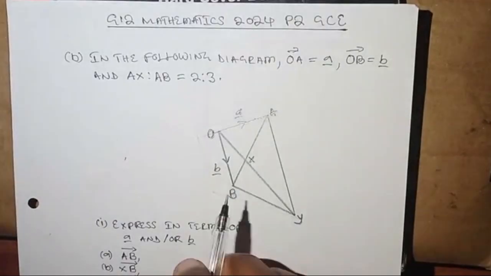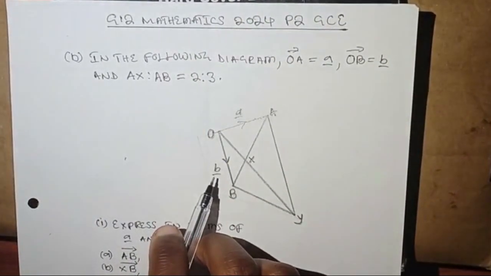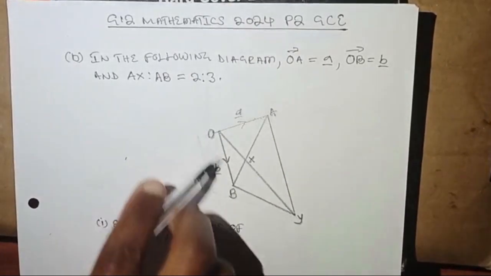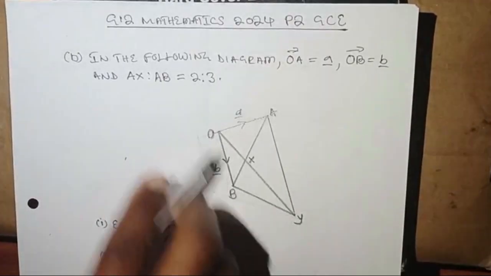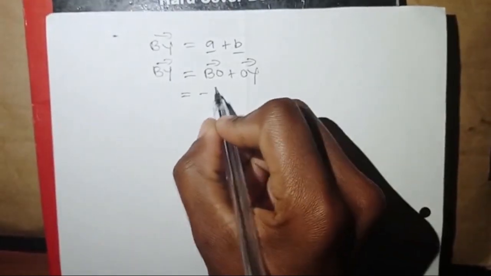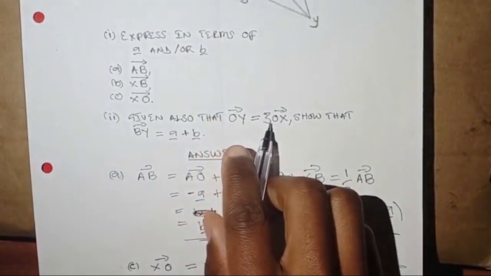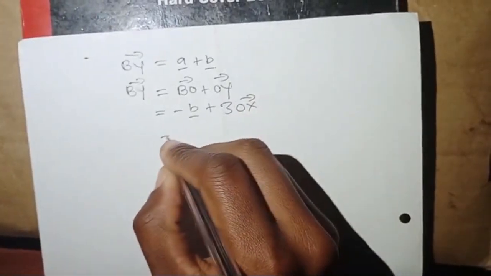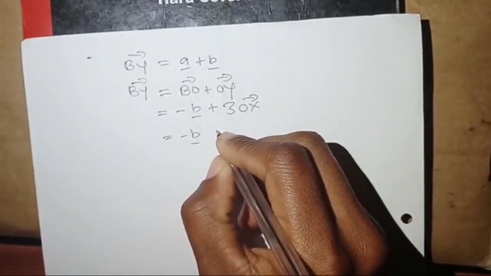So what is BO? If we look back here, we'll find that BO equals minus b, because this b represents the vector that is moving from O to B. Now, since BO is the opposite direction, it's going to be minus b. So I'm going to indicate minus b like so, plus OY. What is OY? OY has been given as 3OX. So we're going to say 3OX like so.